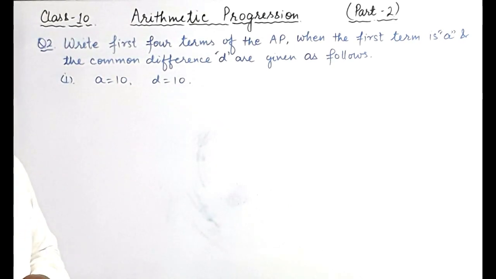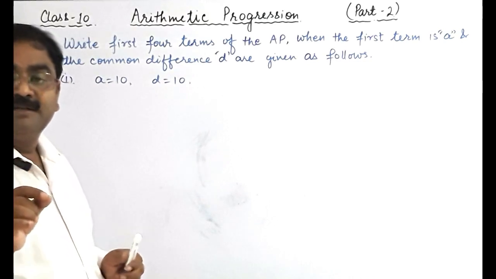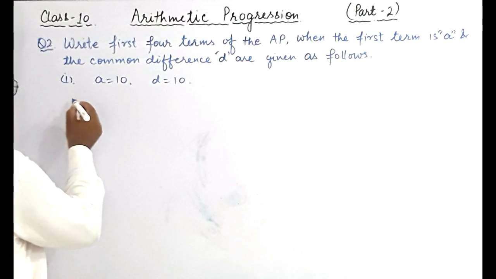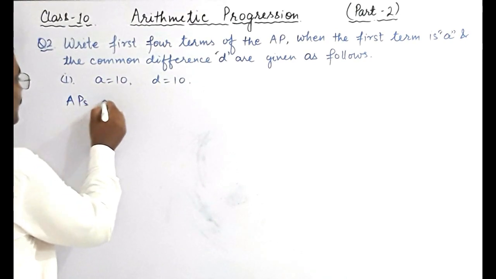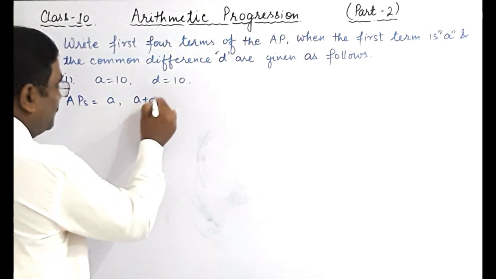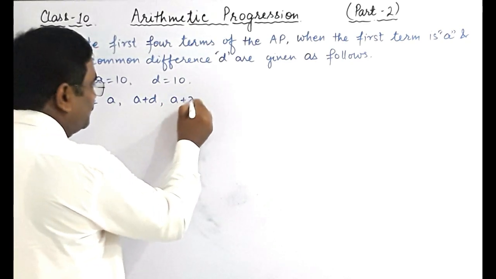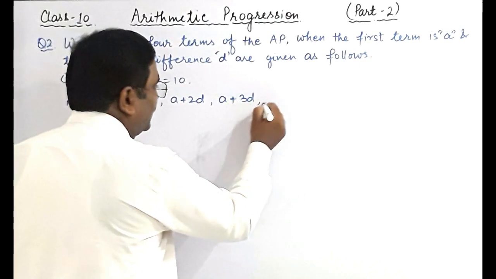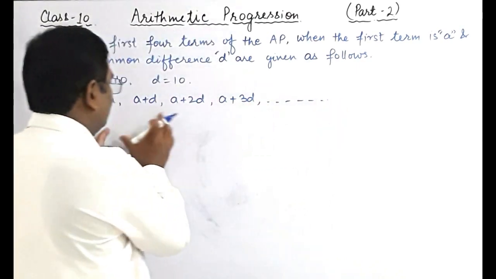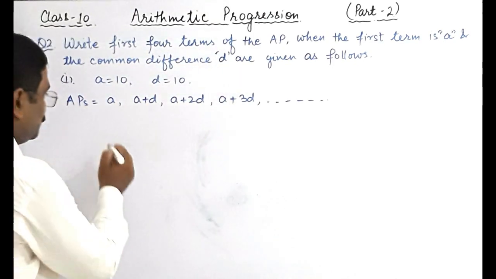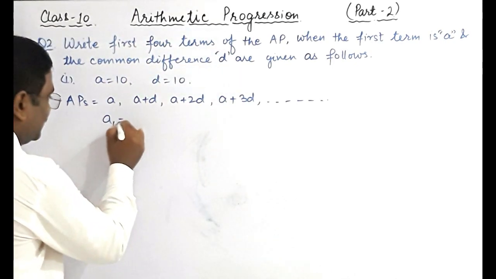As you know, your arithmetic progression is in this form: the first term is a, the second term is a plus d, the third term is a plus 2d, the fourth term is a plus 3d, etc. This many terms we have to find out, as it is given. Find the first four terms. So the first term is a.